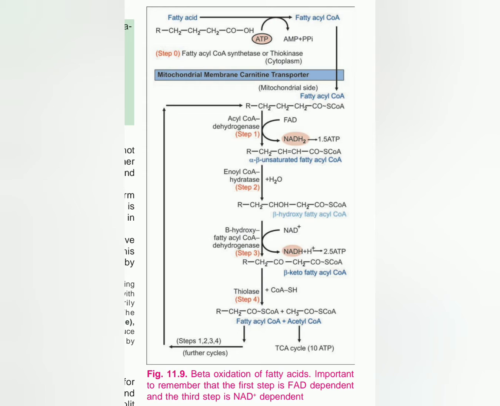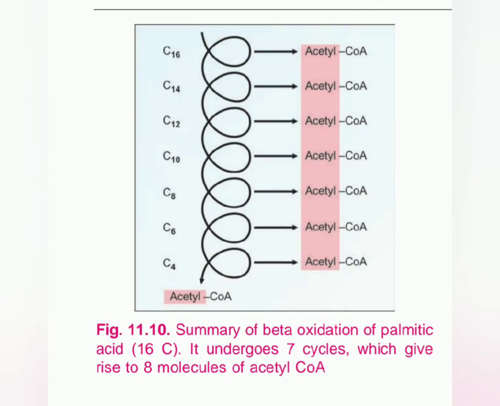This is the reaction of beta oxidation of fatty acid. It is important to remember that the first step is FAD dependent and the third step is NAD dependent. The acetyl coenzyme A and the fatty acyl coenzyme A are formed from the fatty acid; the acetyl coenzyme A is sent to the TCA cycle, and the fatty acyl coenzyme A further cycles.